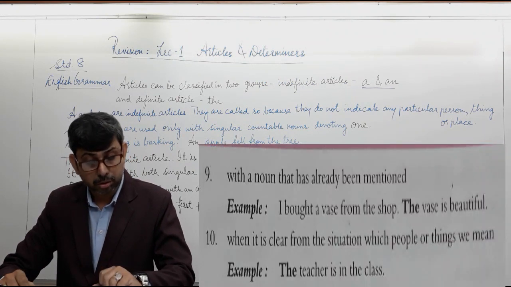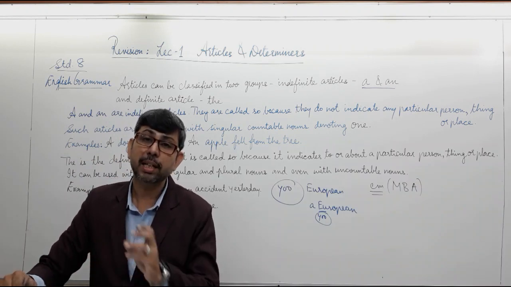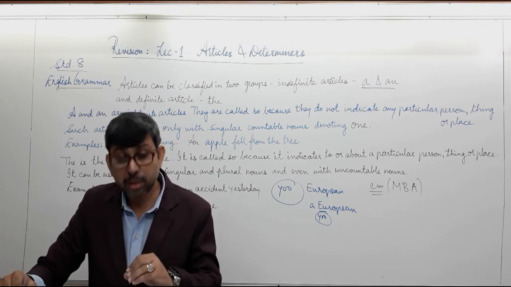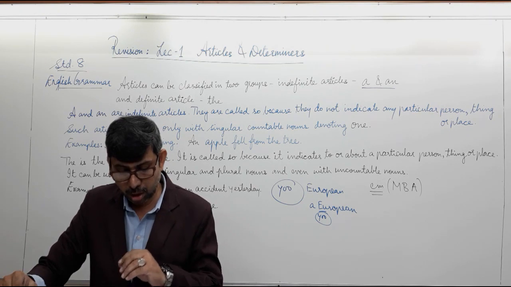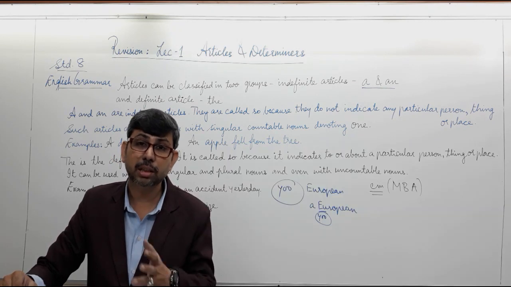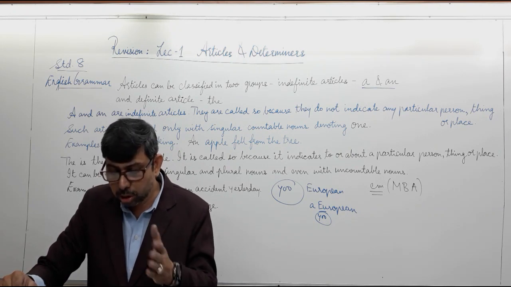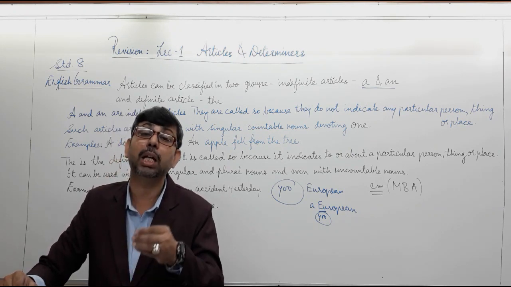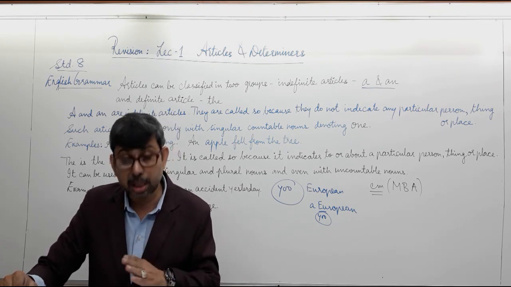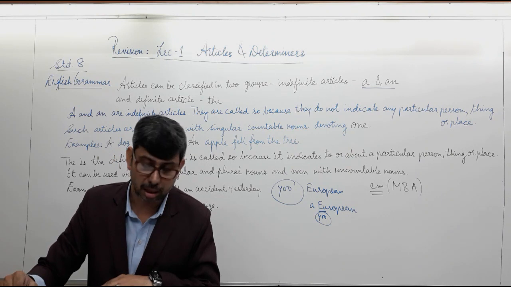The next usage is when it is clear from the situation which people or things we mean. When you have a clear idea about some situation which people or things are in, then we use the article the. For example, the teacher is in the class. When you already know that the teacher is in the class and you're talking about that particular teacher, when you mean someone particular, we make use of the article the. The teacher is in the class, and not a teacher is in the class.